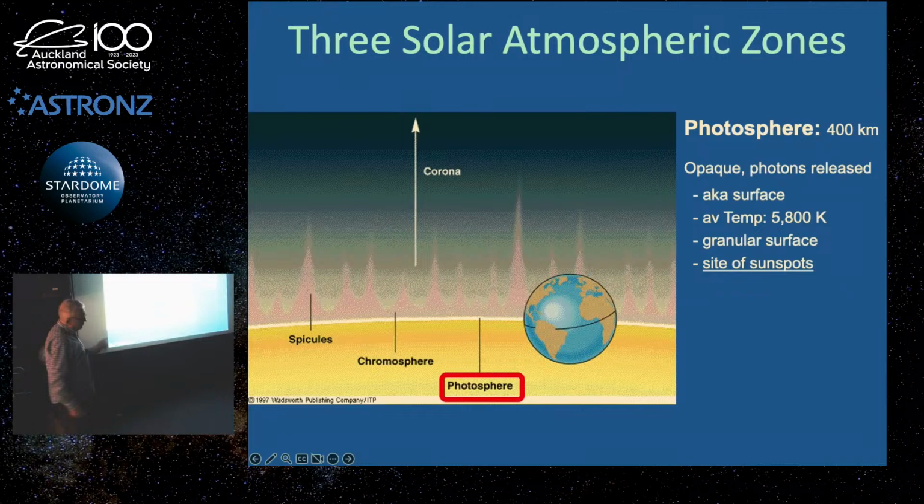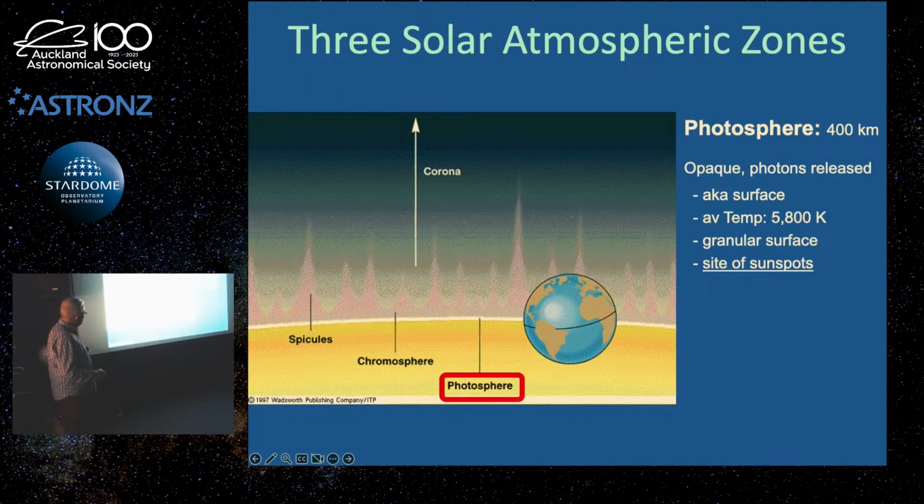So those are the three relevant interior zones of the Sun, relevant to why we get auroras. Also relevant is the three atmospheric zones of the Sun. And the first one is the photosphere. It's the surface of the Sun, essentially. It's only about 400 kilometres thick, and it's very opaque, and it's where those photons of light and optical wavelengths are first released. So the temperature, as I mentioned earlier on, is 5,800 degrees.